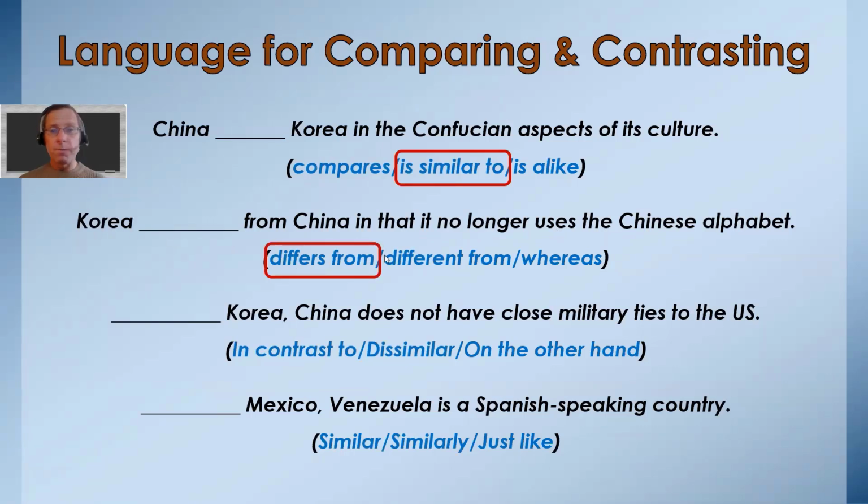Korea differs from China. Blank Korea, China does not have close military ties to the US. In contrast to Korea, blank Mexico, Venezuela is a Spanish-speaking country. Just like Mexico, Venezuela is a Spanish-speaking country.